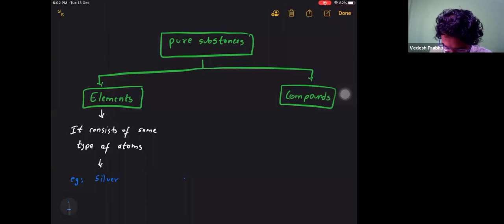So a silver spoon has silver atoms. A gold necklace will have gold atoms, because silver is made up of silver atoms. The silver spoon is made up of silver atoms. So this is about the elements.